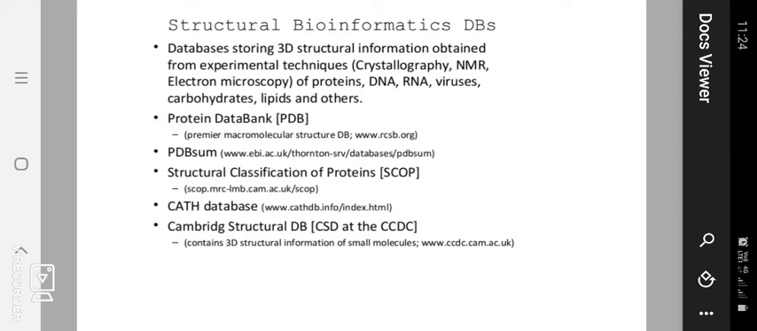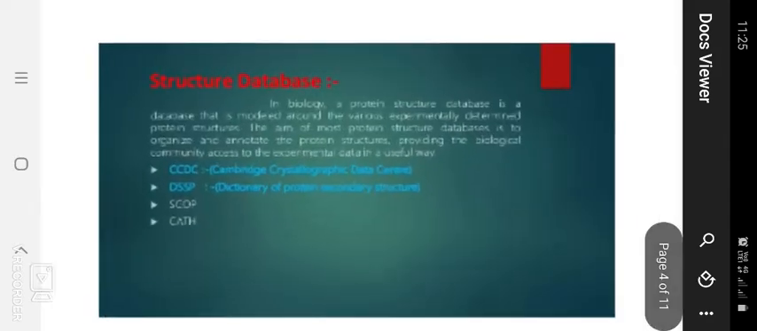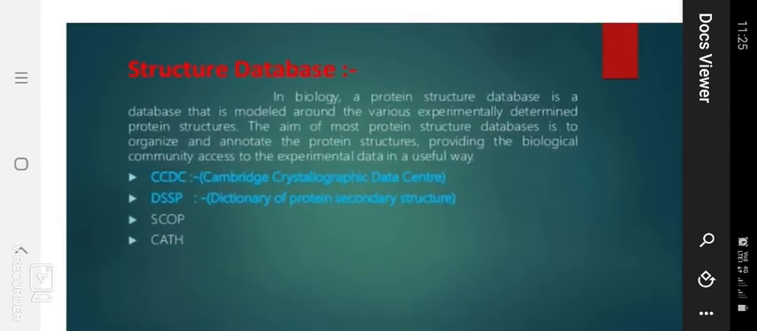That contains 3D structural information of small molecules. The protein structure database is a database modeled around various experimentally determined protein structures. The aim of most protein structure databases is to organize and annotate the protein structures, providing the biological community access to the experimental data in a useful way.